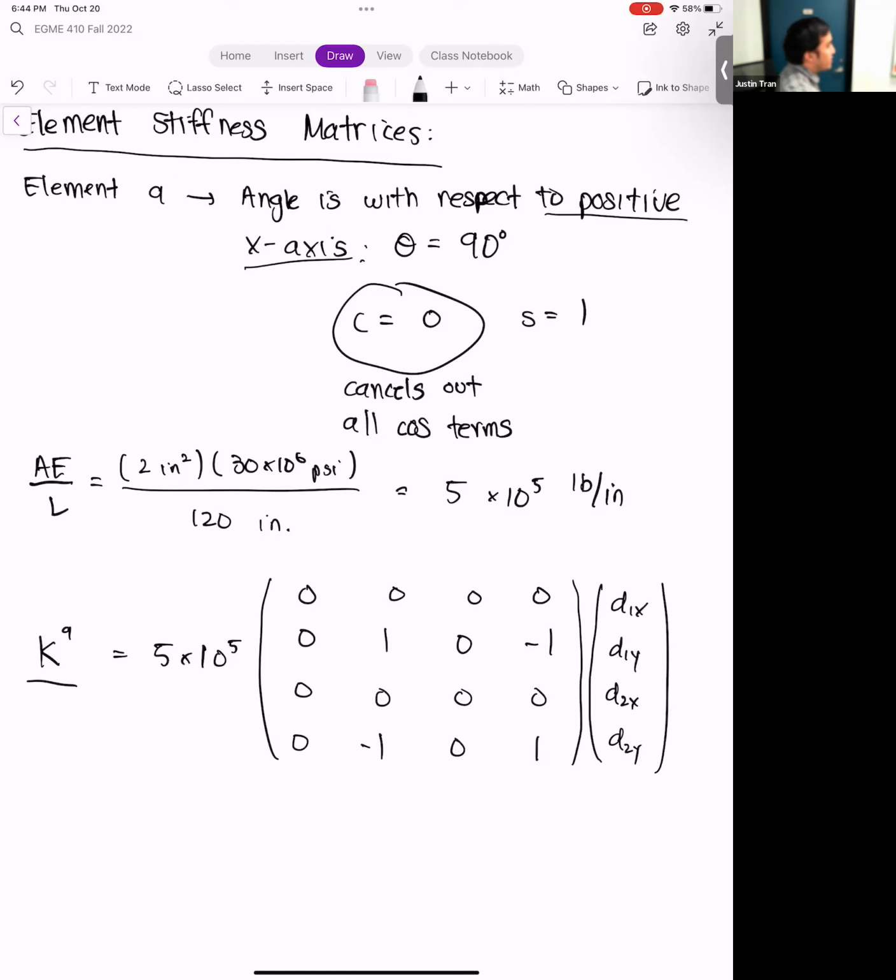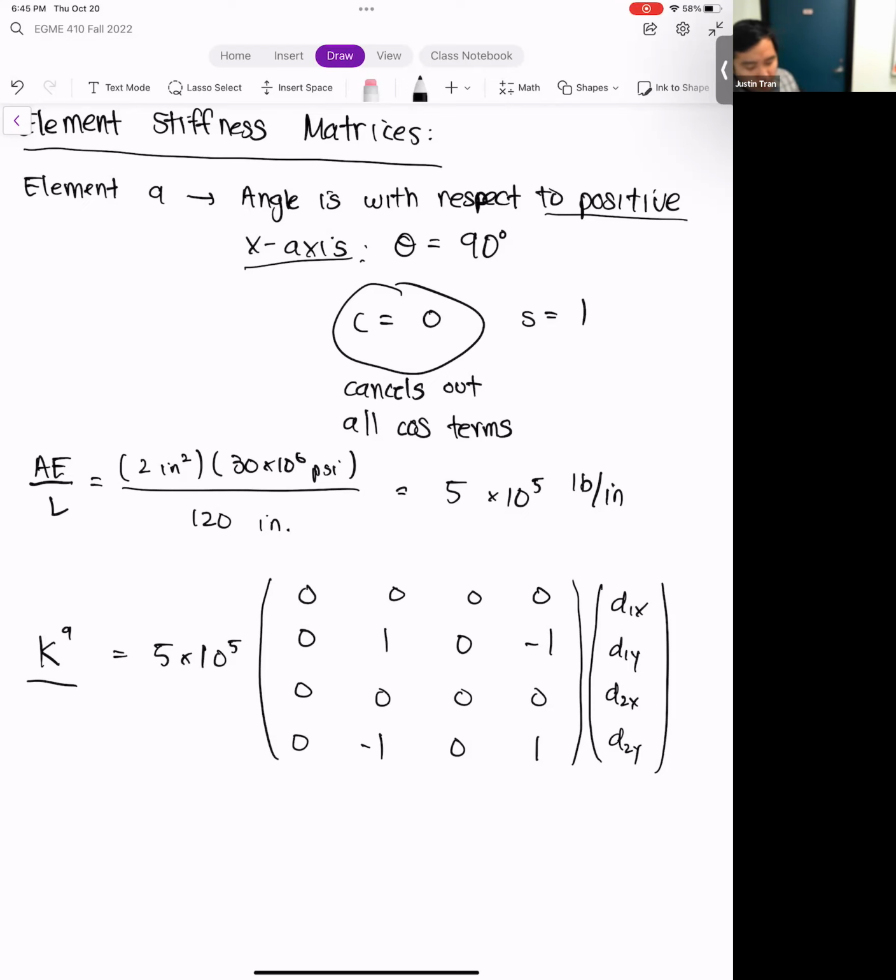And don't forget, the last thing that you have to do with the element stiffness matrix is indicate which nodes that element acts on. So element A here acts on nodes 1 and 2. And so on the vector that we multiply it by, it's going to be d1x, d1y, and then d2x, d2y.